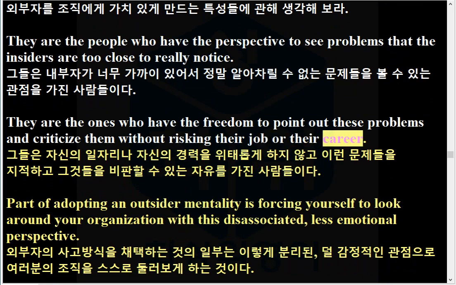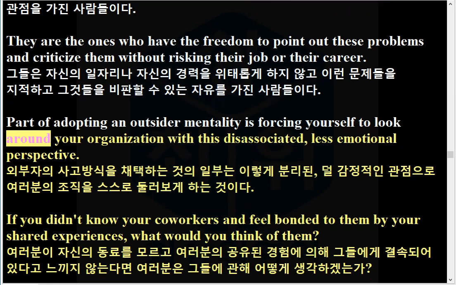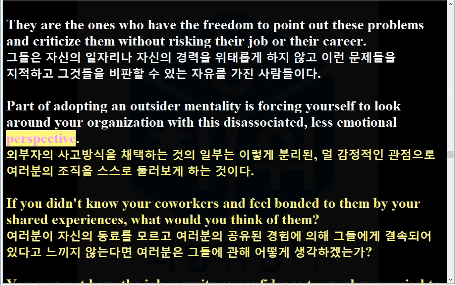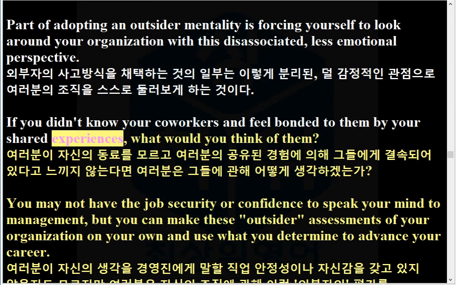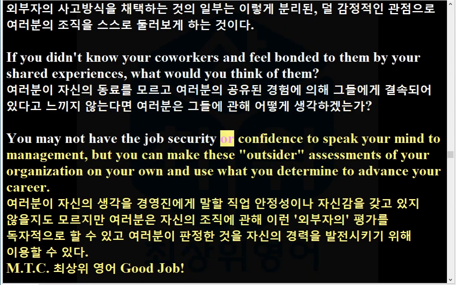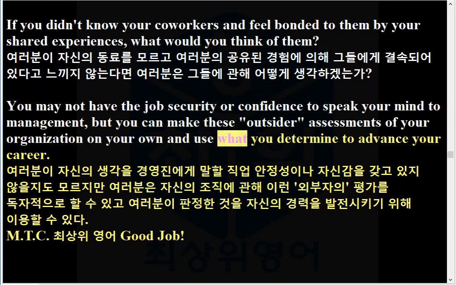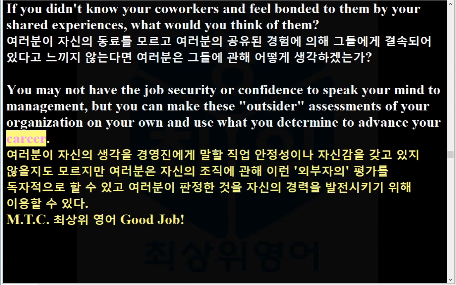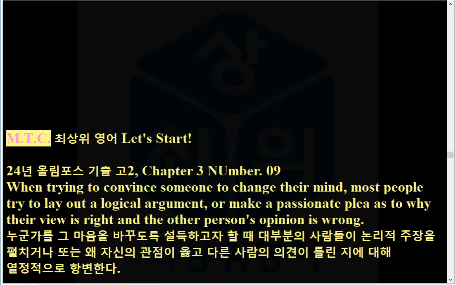Part of adopting an outsider mentality is forcing yourself to look around your organization with this disassociated, less emotional perspective. If you didn't know your co-workers and feel bonded to them by your shared experiences, what would you think of them? You may not have the job security or confidence to speak your mind to management, but you can make these outsider assessments of your organization on your own and use what you determine to advance your career.